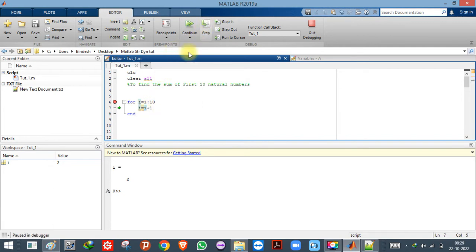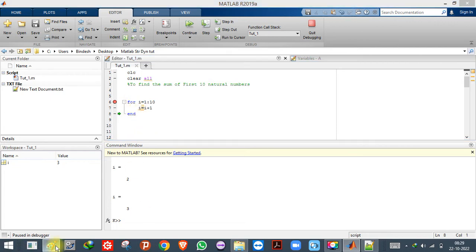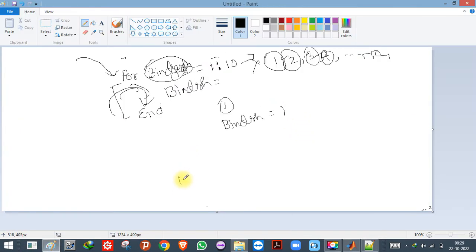Now again it will go over here. Now here if you see, again I equal to 2, and we have already assigned I equal to 2. Now what will happen? I is 3. So it has already performed. So if you see what happens, 1 plus 2 plus 3 plus 4 plus 5 plus dot dot dot 10, isn't it? So 1 plus 2 is 3.